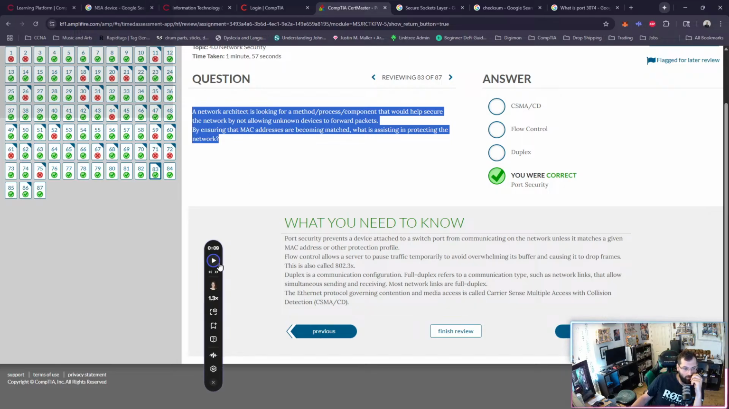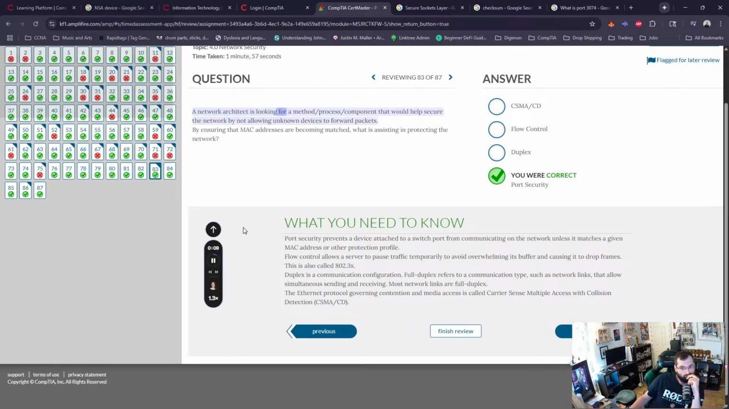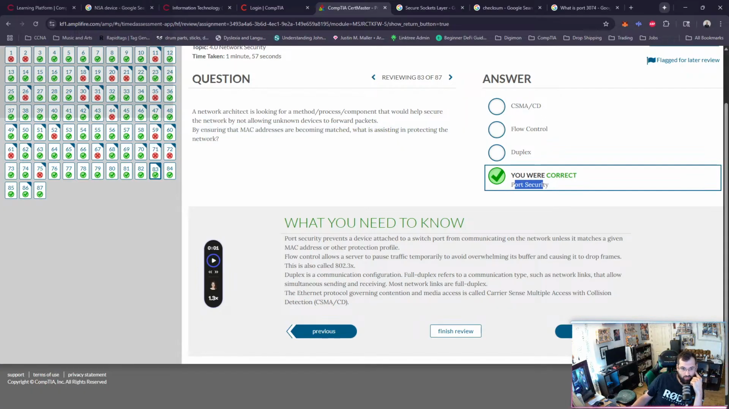All right, 2 left. Let's finish strong. A network architect is looking for a method, process, or component that would help secure the network by not allowing unknown devices to forward packets. By ensuring that MAC addresses are being matched, what is assisting in protecting the network? Now, when I did this, I was confused between this one and this one.